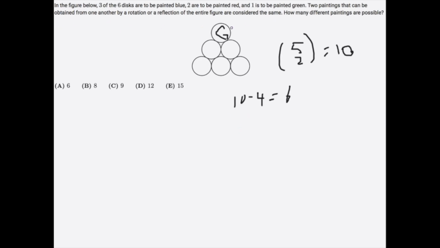Case 2 is when the green is here. And I'm going to erase the green that's up here.